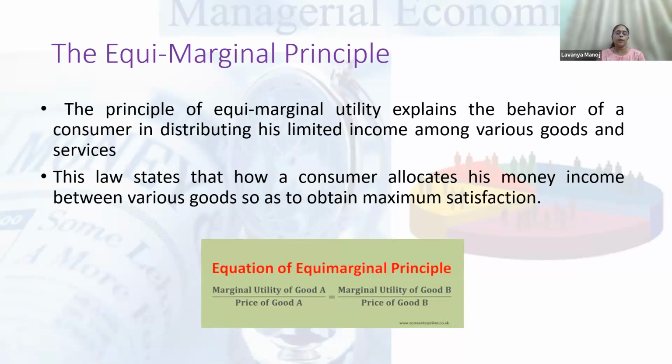Then comes the equi-marginal principle. The equi-marginal principle is based on the income of the consumer. Here the consumer decides how much percentage of his or her income he or she wants to invest in buying one particular product. For example, as an individual, I may be earning 50,000 per month. So where would I like to invest, what would I like to buy?